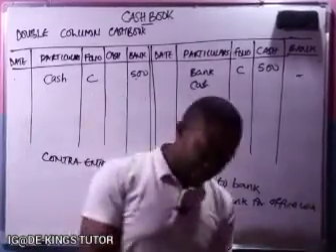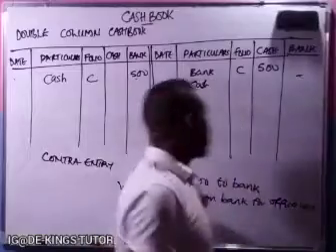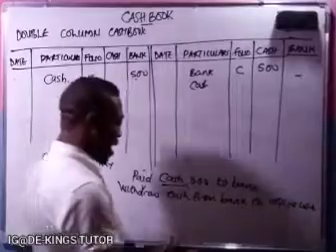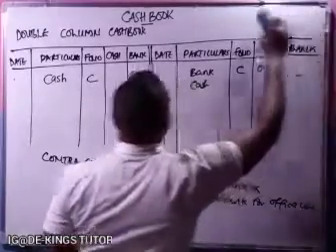While we are treating this in detail, we'll do that. Okay, so that is the double column cash book. Now the third aspect is the three-column cash book.